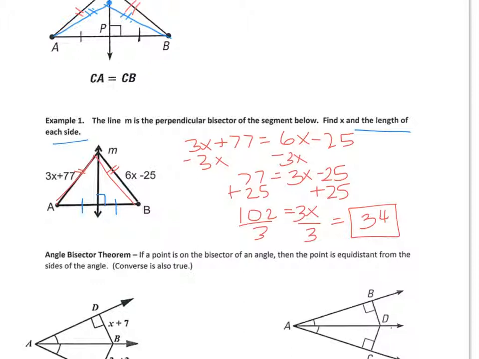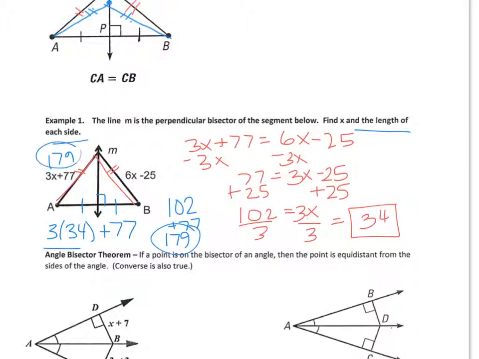So to find the length of each side, I need to plug in 34. So 3 times 34 plus 77. So 3 times 34 is 102 plus 77 is 179. So this side length is 179 and this side length is 179 because it's congruent.